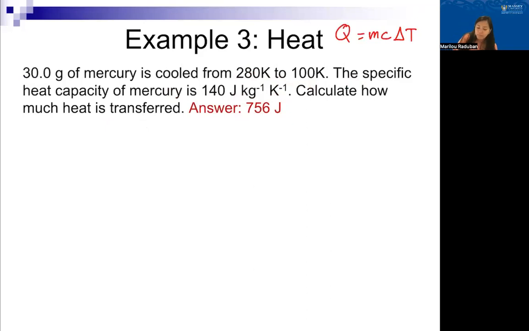All right. It's always useful to write down what the problem tells us, what information we can get from the problem. So 30 grams, grams is a measure of mass. Therefore, we're given the mass, 30 grams. Grams is not the basic unit. So we need to convert this to kilograms, and going from grams to kilograms, we need to divide by 1,000.